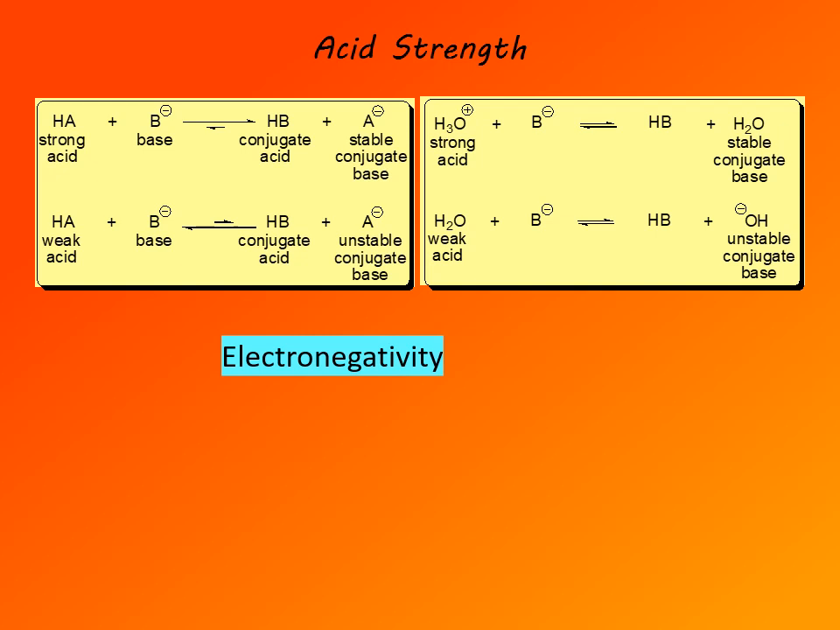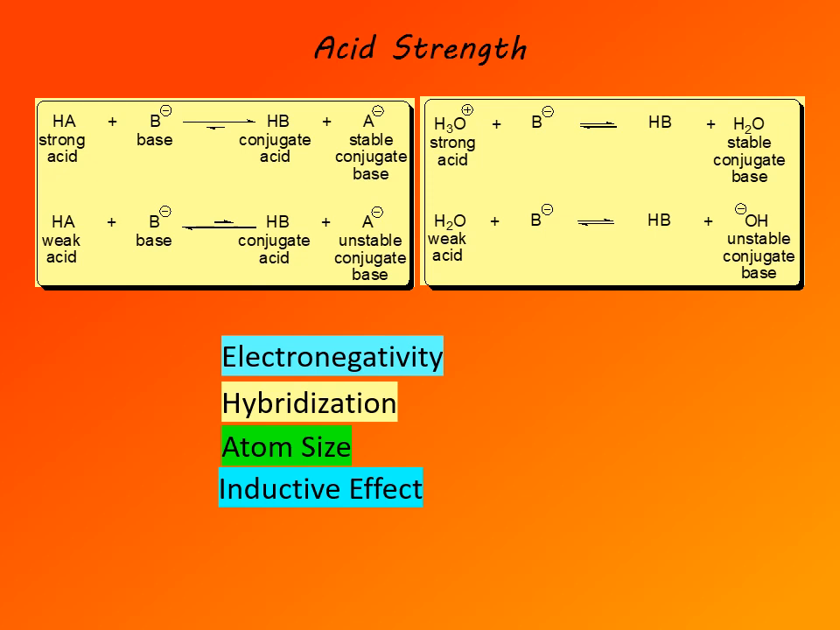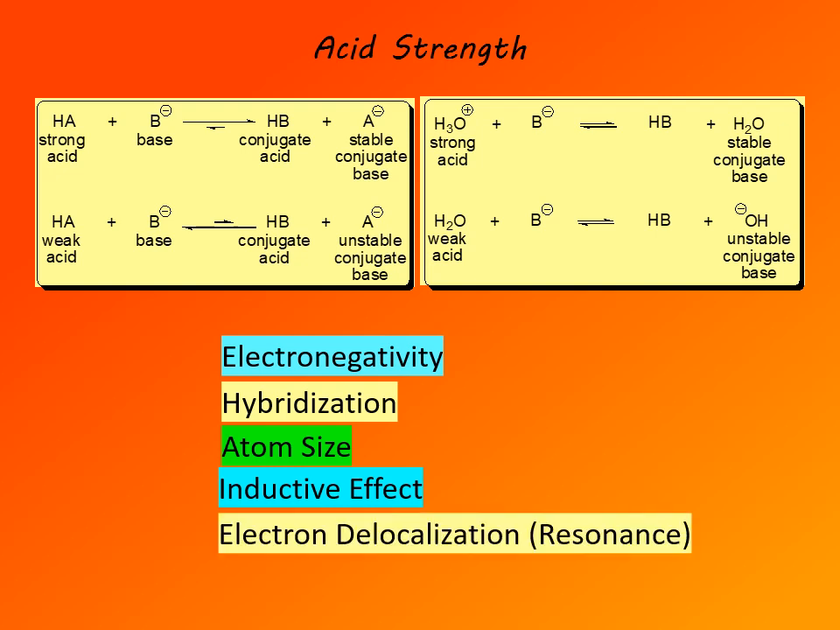Factors that affect acid strength are the electronegativity of the atom or group attached to the acidic hydrogen, the hybridization of that atom, the size of the atom attached to the acidic hydrogen, and then two electronic effects that more or less affect the entire molecule. They are the inductive effect and electron delocalization, or resonance. We are going to examine each of these effects in detail and in the order in which they are listed here.